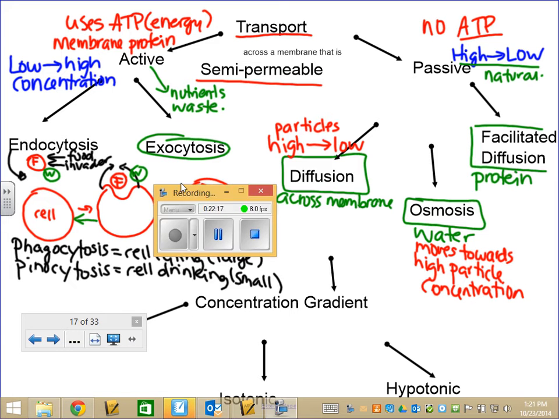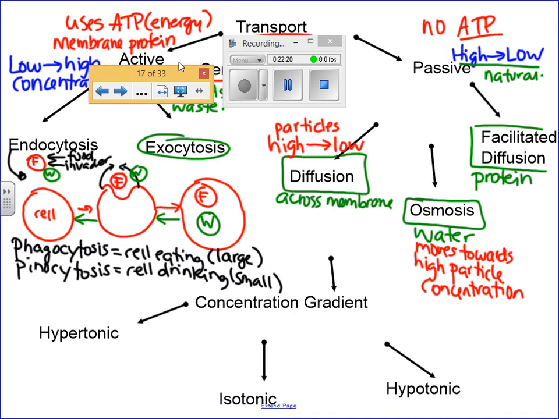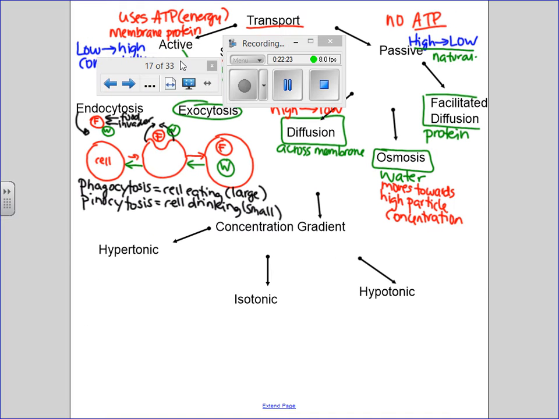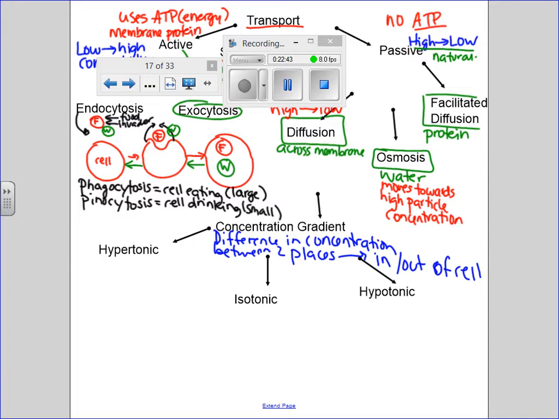So then down at the bottom, we have a few words that have to do with concentration gradients. Now, a concentration gradient is a difference in concentration between two places. And usually that is inside and outside of the cell. So typically we are comparing the concentration inside of a cell to the concentration outside of a cell, trying to figure out whether particles will move into the cell or particles will move out of the cell.